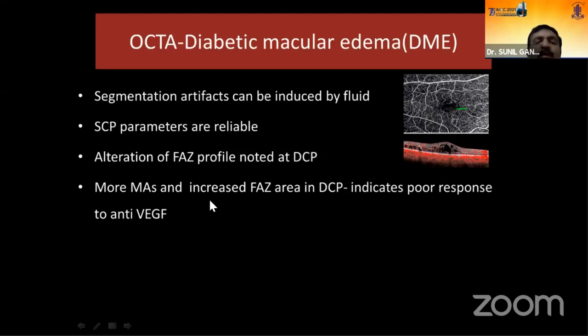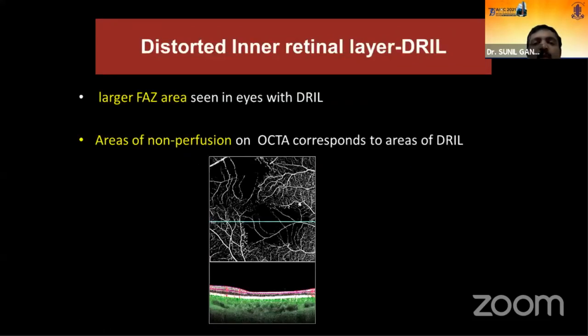Sometimes more microaneurysms and increased foveal avascular zone area in the deep capillary plexus indicate a poor response to anti-VEGF therapy. So you can tell the patients before treatment which are the good responders and which are the poor responders. Coming on to the next structural change, that is the distorted retinal inner layers.